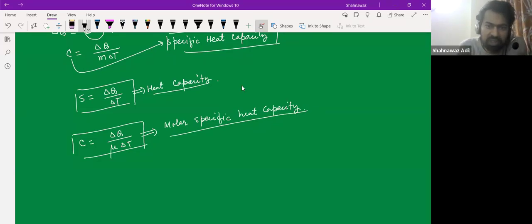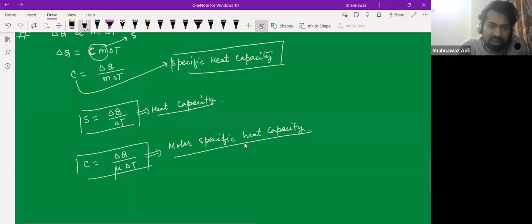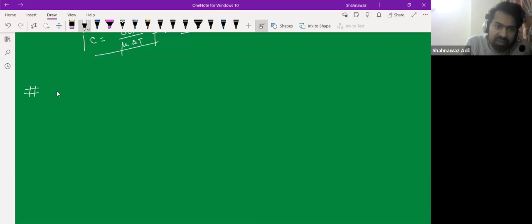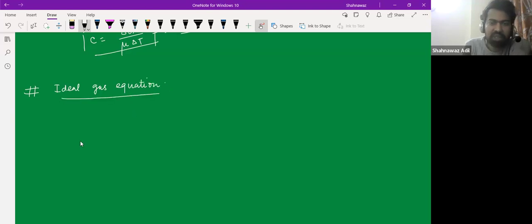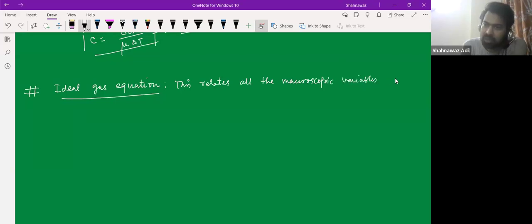And one more equation, which is very important and we have to remember, is the ideal gas equation. What does it say? The ideal gas equation relates all the macroscopic variables with each other, and it is also called the equation of state.